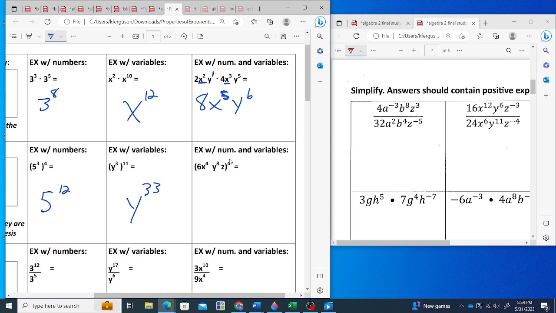What about this? I have to take everything in here to the fourth power. Okay. So that means I'm going to have 6 to the fourth power. I'm going to have x to the fourth power taken to the fourth power, which is x to the 16th power. Then I'm going to have y to the 8th taken to the fourth power. That's y to the 32nd power. And then z, there's no number, so it's a 1. So z to the fourth power.